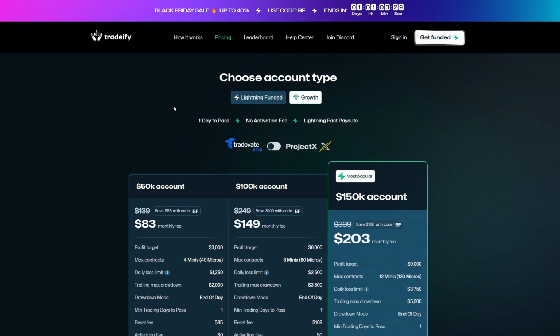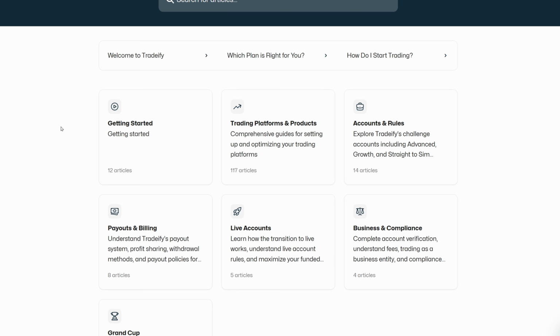You're probably wondering, what are the rules with the Tradeify accounts? Well, I'm glad that you asked. If we come right up here to where it says the help center, it'll bring us right back here. Now we can go ahead and look at account rules.